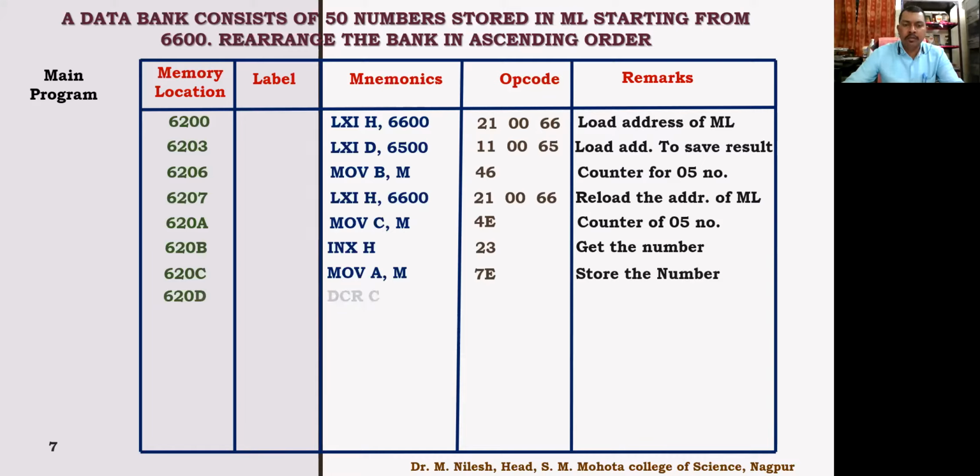Now for the next number, increment H, decrement C. So one of the numbers is complete, so we decremented that. Then again increment H. Now this is the second number, so we'll compare the first number with the second number.